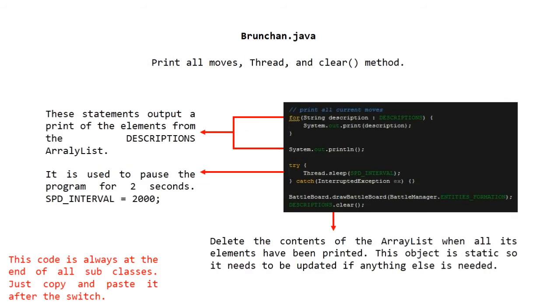You see in entity.java that the descriptions array list fetches objects that have a string value. After performing the skill, after the switch statement, the program will print all the moves entered in the descriptions array list by for each loop. The program pauses for 2 seconds so that the user can read the descriptions displayed. At the end of the code, it is necessary to delete the contents of the descriptions array list via the clear method because it is static. It must be updated regularly each time an entity performs. Take note, this code is always at the end of all subclasses. Just copy and paste it after the switch.